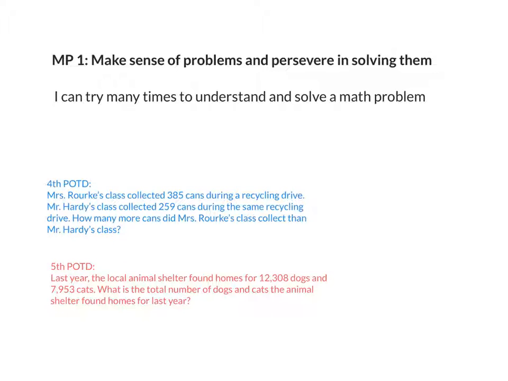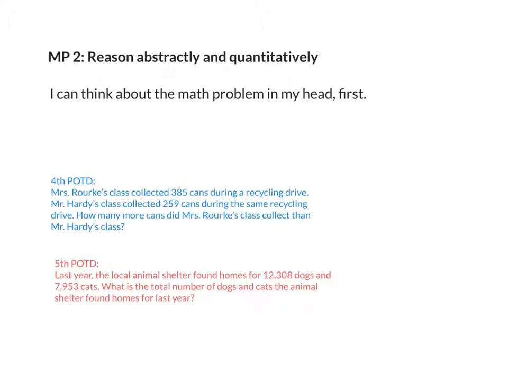Practice number 1 is all about understanding what word problems or math problems are asking you to solve and not giving up, trying lots of times even when it's hard. So you'll see here we have our problem of the day. We were able to show evidence of this by identifying what the question's asking. When you told me that this question's asking how many more cans did Mrs. Rourke's class collect, or what is the total number of dogs and cats, you are showing that you can make sense of problems, that you understand what the problem's asking. Does that make sense? And if you were able to solve it without giving up, did you persevere? Yes, very good.